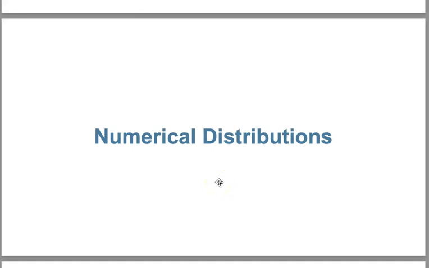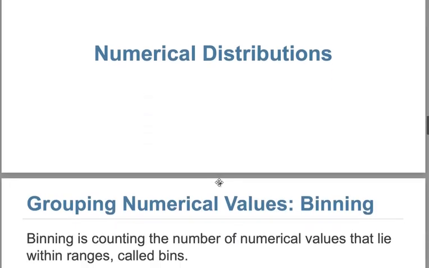Let's continue to talk about numerical distributions. We talked about the line chart and the scatter plot. They are used for numeric attributes as well. But here we will introduce another diagram for that.